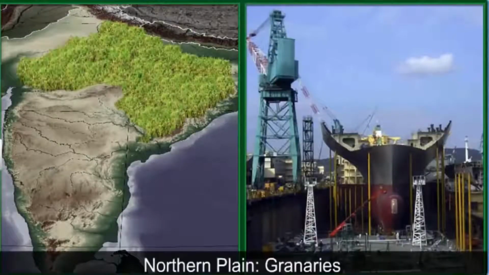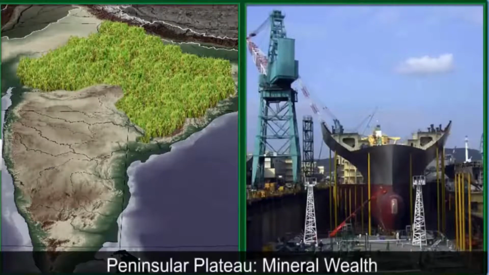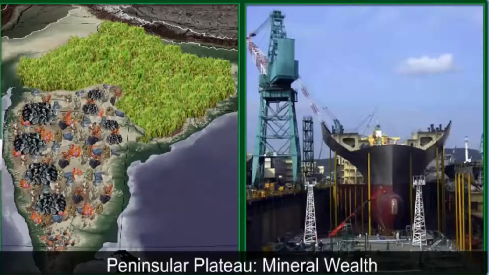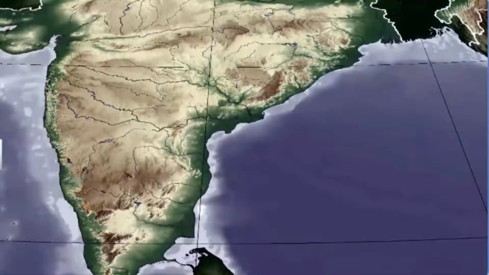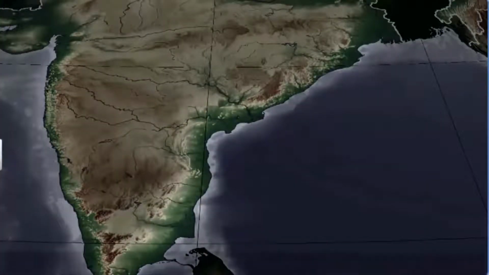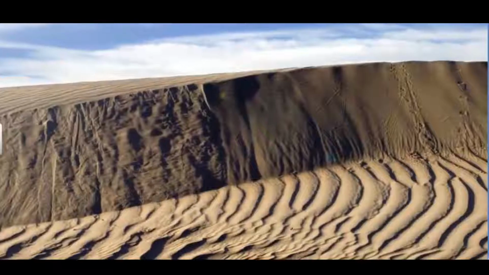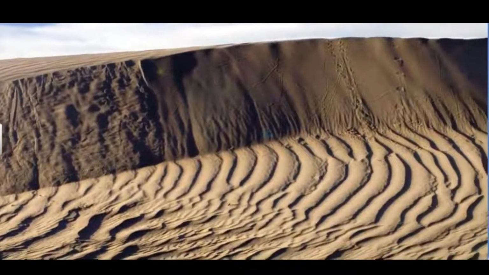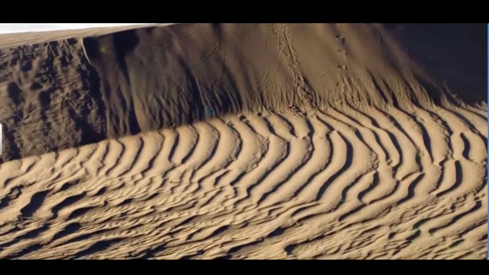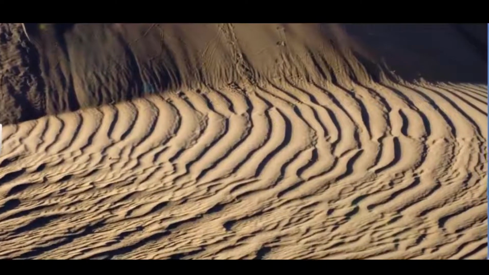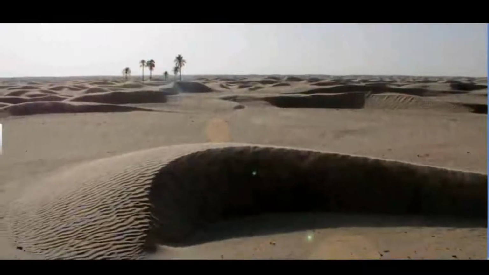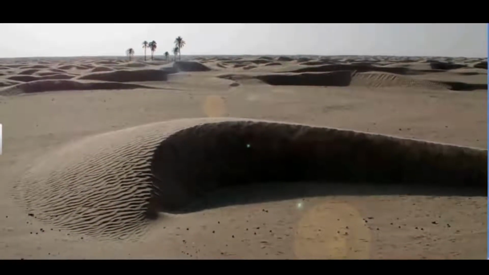The northern plains are the granaries of the country. They also provided the base of early civilizations. The plateau is a storehouse of minerals which plays a crucial role in the industrialization of the country. The coastal regions and island groups provide sites for fishing and port activities. The vast stretch of deserts has the potential of harnessing wind energy. Thus, the diverse physical features of the land have immense future possibilities of development.